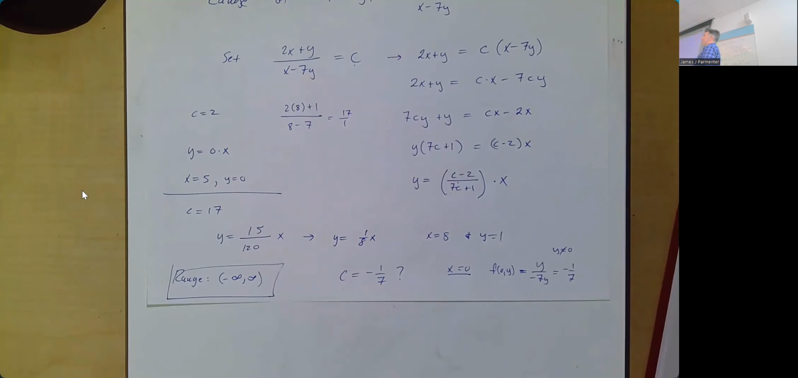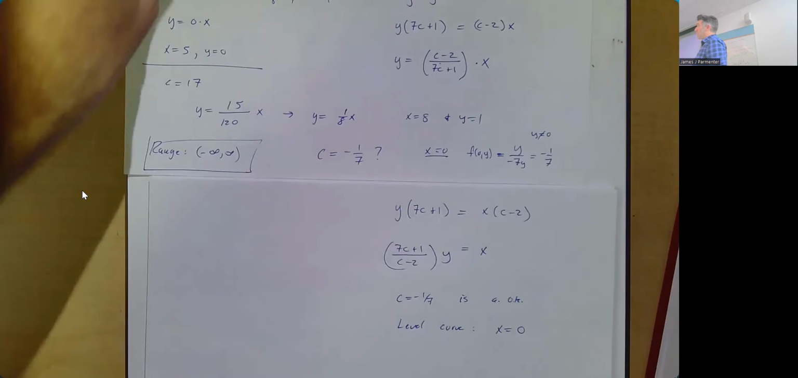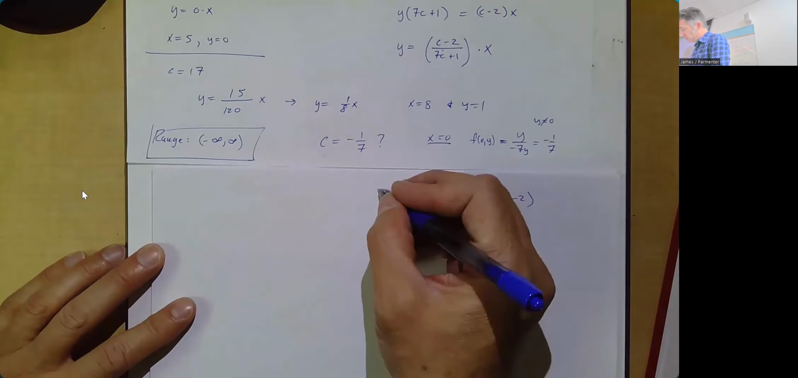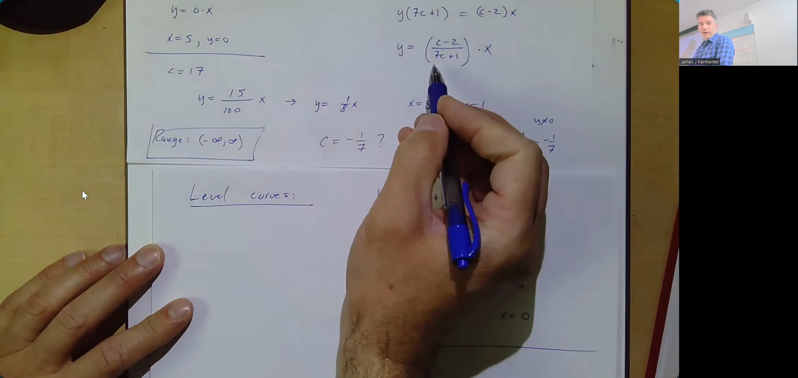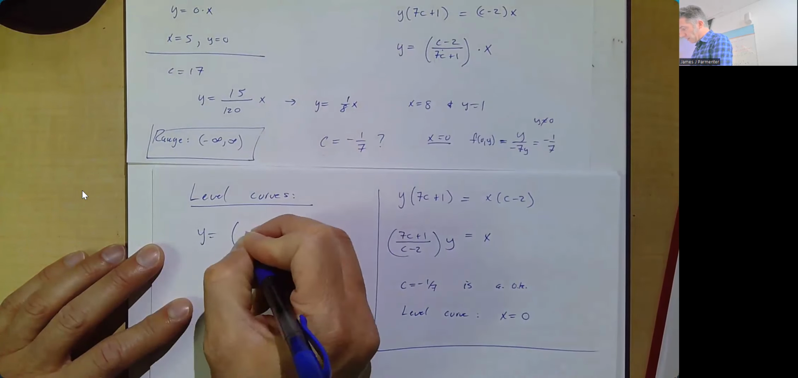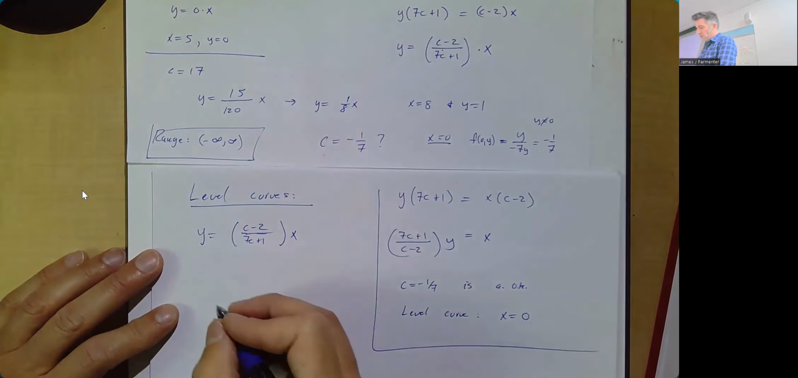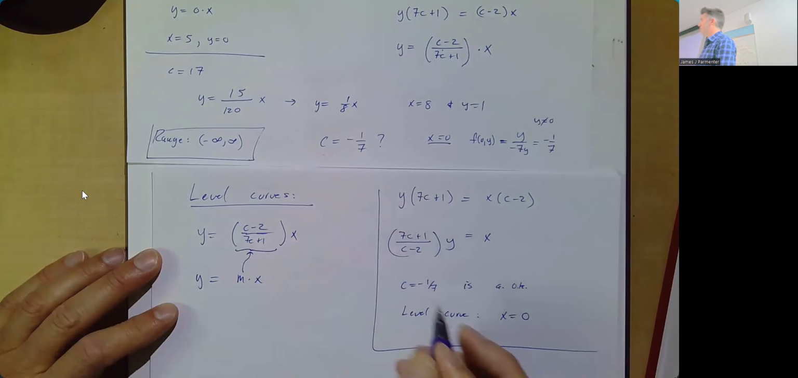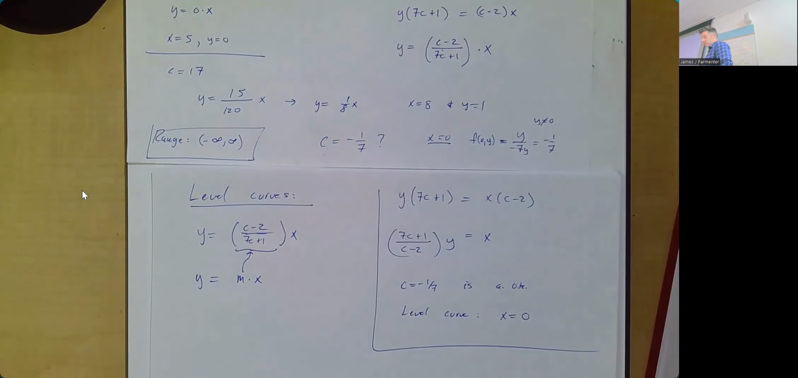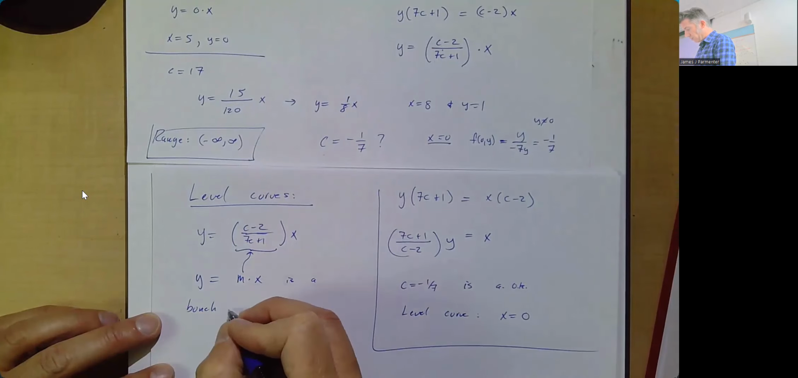I don't know exactly how your instructor wants you to go about doing this, but in my opinion, this is the way I would do it. And the reason I would do it this way is because then when you're asked to find the level curves, we've already got the work done. Our level curves, well, if we look back over here, we've got Y equal to (C minus 2) over (7C plus 1) times X. Or in other words, Y equal to some M times X, where M is that right there. And we know that Y equal to M times X is a bunch of straight lines through the origin.